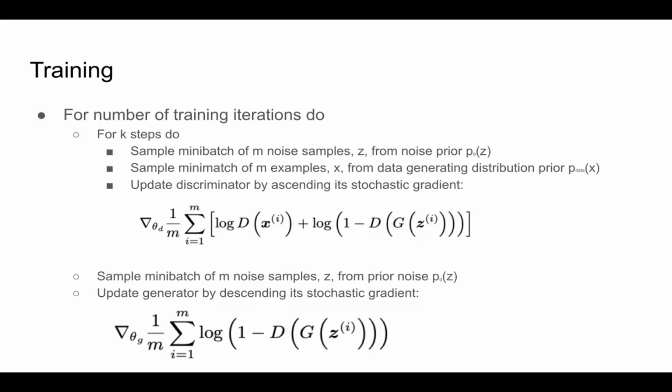Now, we want to train the generator. We again sample a mini batch of M noise samples, and it wants to minimize the log likelihood of the discriminator's probability of a generated image produced from random vector z of i being fake. Because the generator's goal is to produce more realistic images, the generator wants to minimize this expression.